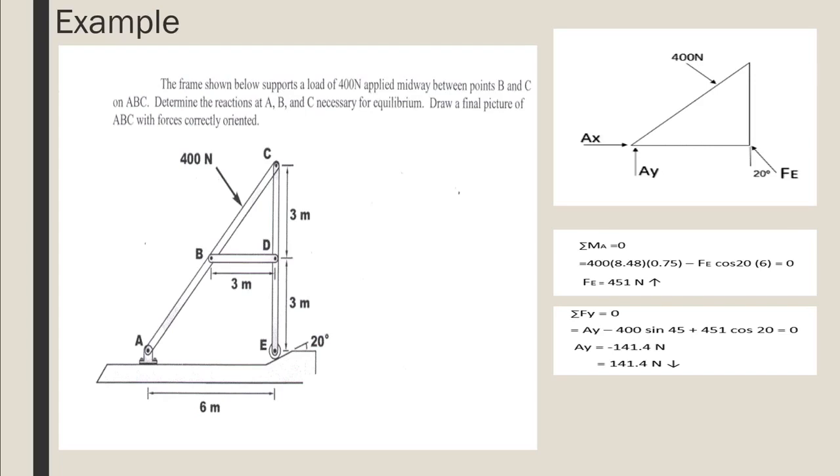The same way, the summation of forces in the x direction, set them to 0, and find the force Ax, and it's 128.4 Newtons to the left. If you forget the arrow, you don't have to forget the minus.